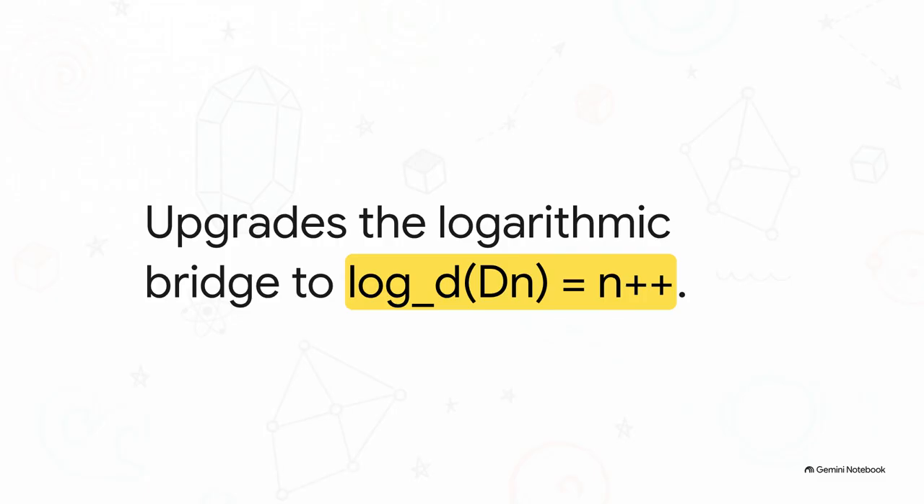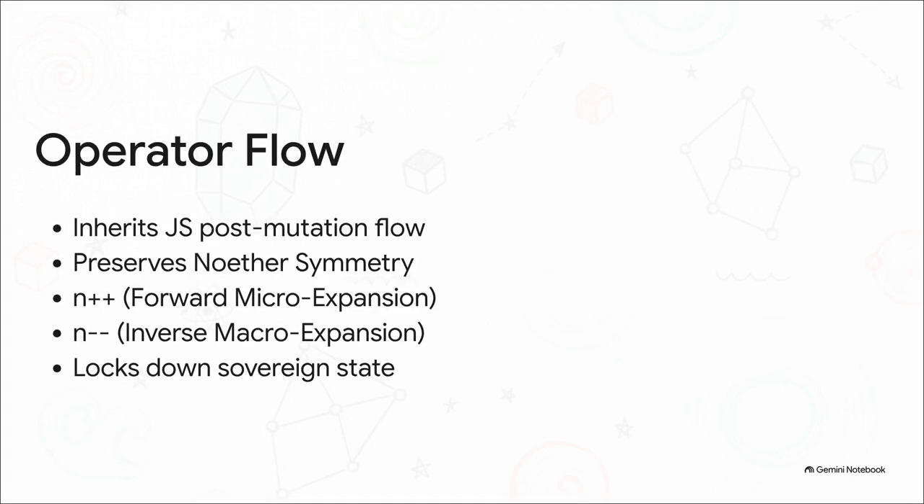To seal the donut hole, the math dynamically upgrades its logarithmic bridge by borrowing a concept straight out of JavaScript. Yeah, literally the exact same programming language that runs your web browser. It uses JavaScript's post-mutation execution model. By inheriting the n++ and n-- post-mutation flow, the system evaluates its state at an exact step right before it increments or decrements. n++ acts as forward microexpansion, essentially shrinking the individual tile area and zooming in. Conversely, n-- acts as inverse macroexpansion, which zooms out.